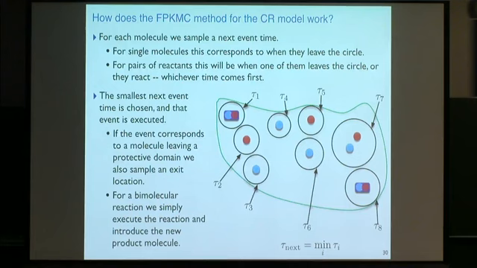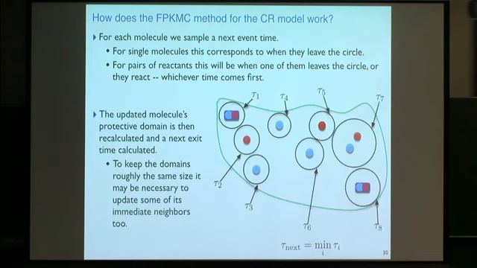So if this is the smallest time, I would update that molecule to its exit position. And then I need to redraw a new protective domain about it, and so I draw one. If the protective domains get too small, I might want to update the positions of these neighboring ones and try to rebalance the protective domains so they stay the same size. But that's the basic idea of the algorithm, to march along in each protective domain generating event times and going through in this way.